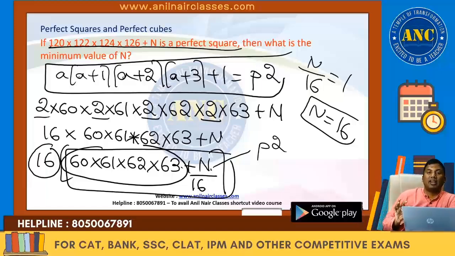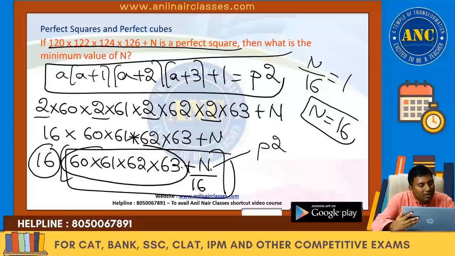I hope it is clear, right? N value will become 16. Idea clear? This is one way to solve the question. Another way to solve the question is by using the properties of perfect square.